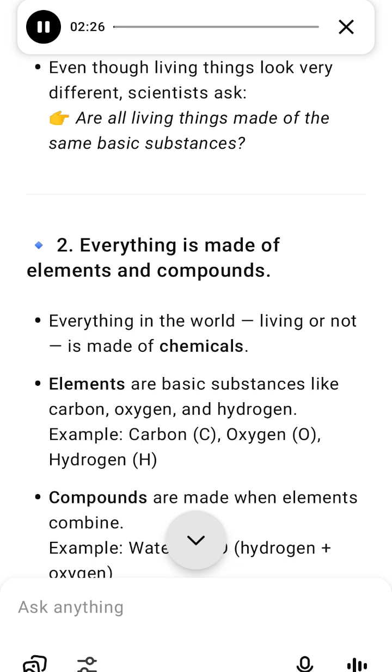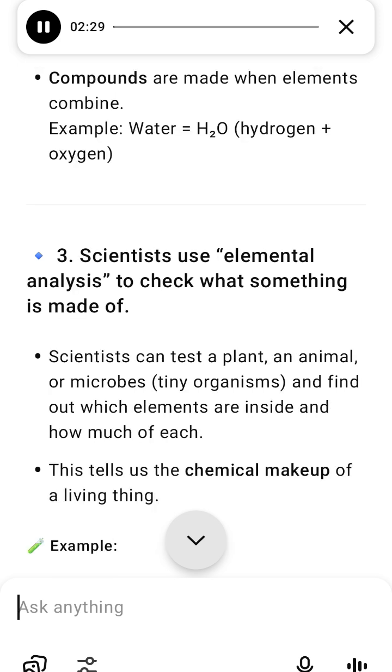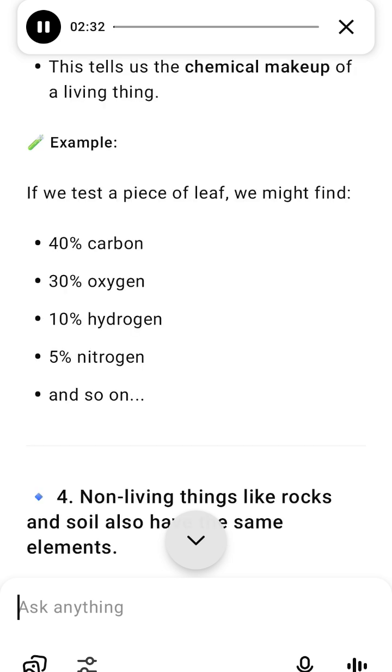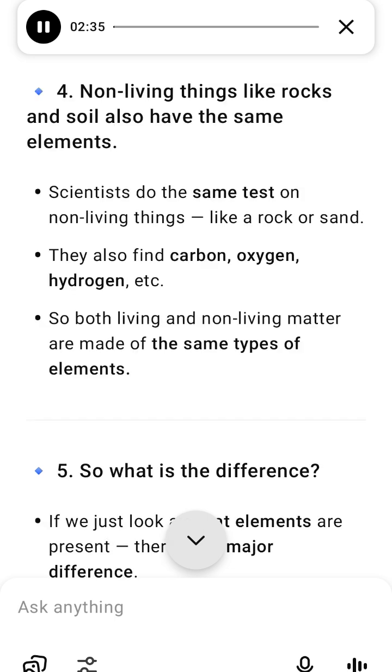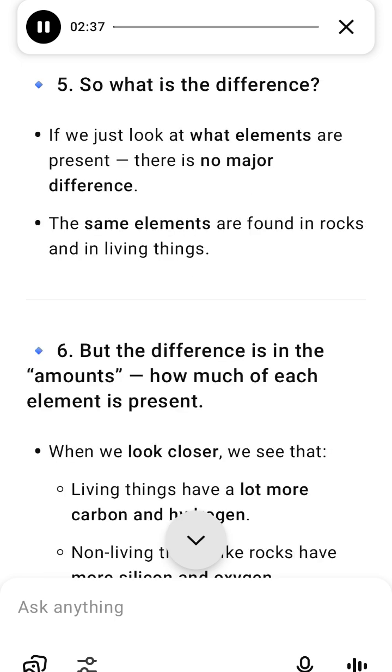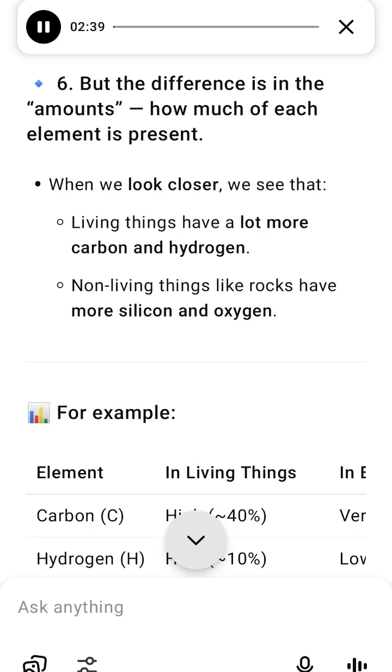7. Why is this important? It tells us that living things are rich in certain elements, especially carbon, the backbone of life, found in all proteins, sugars, DNA, etc. Hydrogen, found in water, fats, and more. These elements help build cells and life structures. So even though living and non-living things share the same elements, the pattern and amount of these elements make life unique.